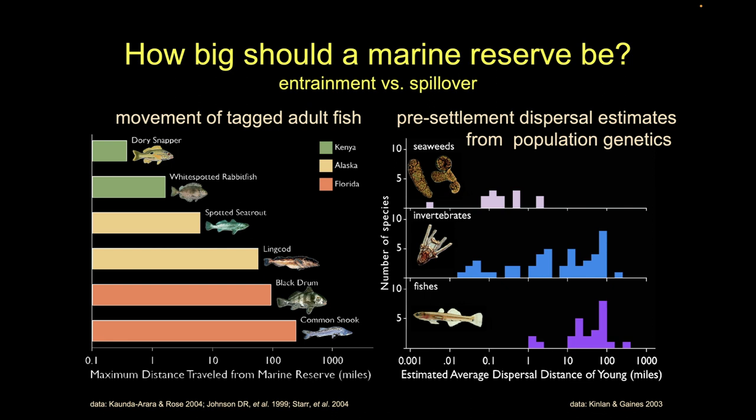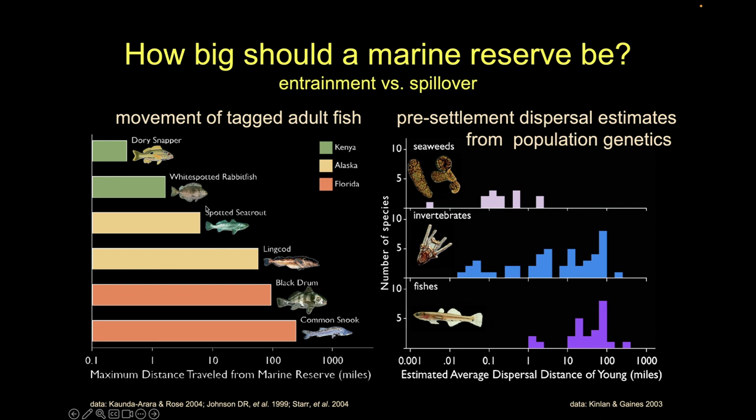Okay, and here are some examples from Kenya, from Alaska, and from Florida. And there are different fish species in those respective places. This is the maximum distance traveled from the reserve. So we've tagged these individuals inside the MPA, and then we're following them to see how far they go. And so we have some things like this snapper that are going less than a mile. This is in miles because this was an old presentation. But they don't go very far. They're very close to that area. Then we have other things like the snook in Florida that's going very far, right? It's going down to Orange County if we were here, right? That kind of scale of movement.